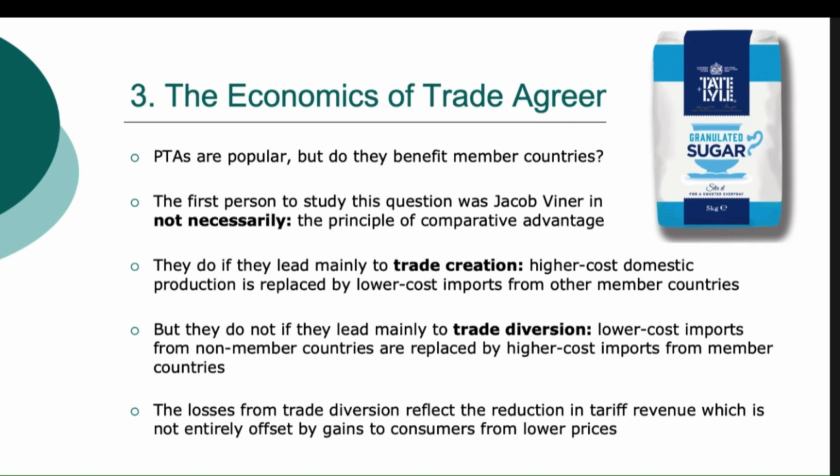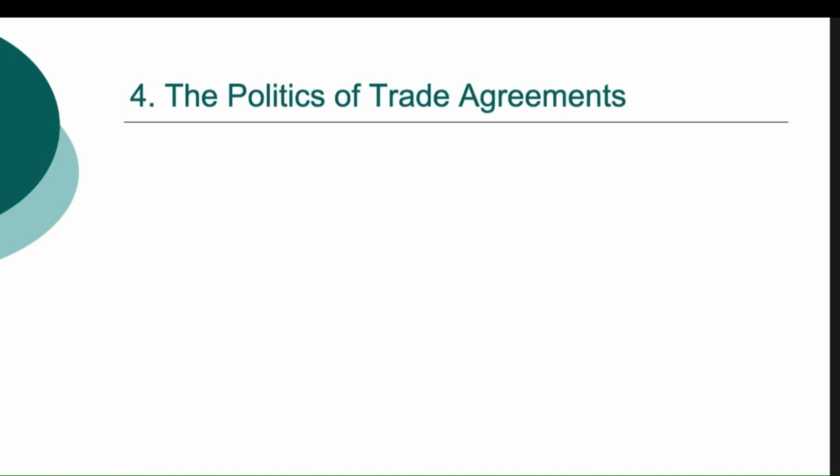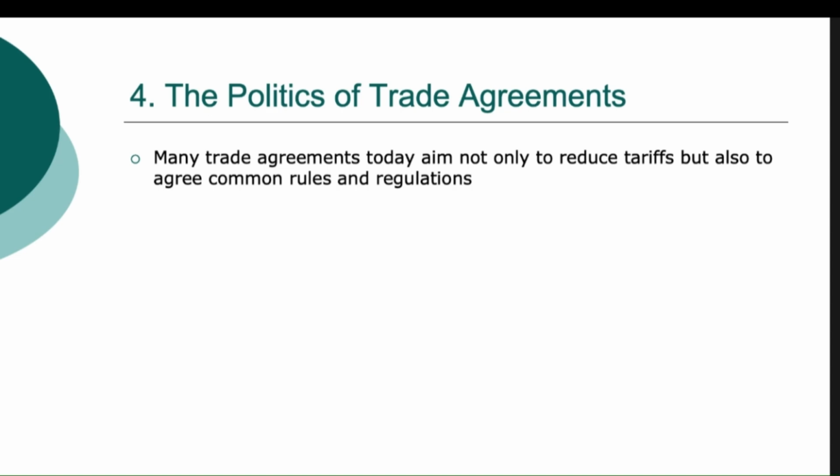So, the final point I wanted to talk about is about politics. As I said at the start, trade agreements also have big impacts on politics and on our democracy. And the reason for that is that more and more so today, as trade agreements have become more popular, many of them now aim not only to reduce tariffs, but also to agree common rules and regulations on things like health and safety standards. So often the barriers to trade are not just tariffs, but they are regulations.